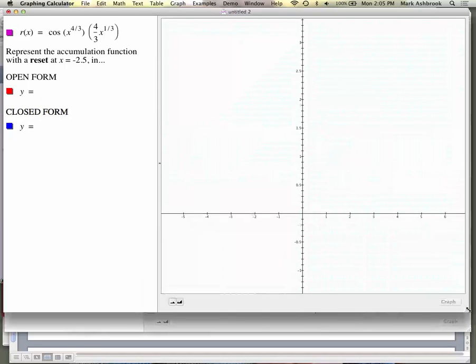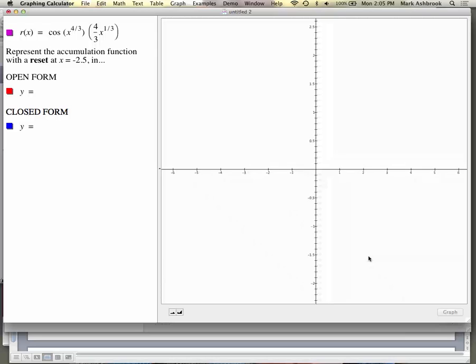Same type of example, but now I want to represent the accumulation function with a reset at x equals negative 2.5. Where do we start accumulating? Far, far, far, far to the left. A huge negative number. And then it's going to accumulate, but then we're going to force it to reset at negative 2.5. Go.